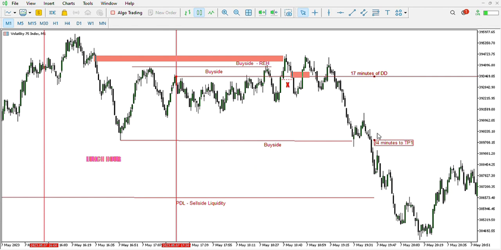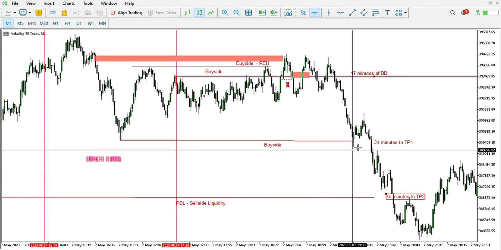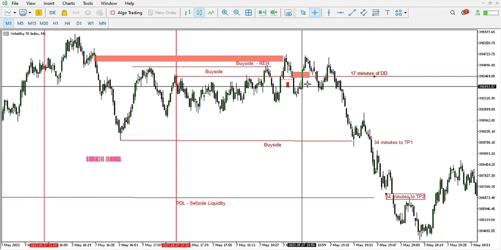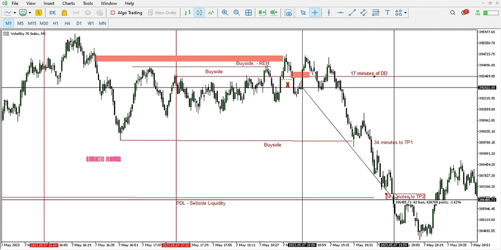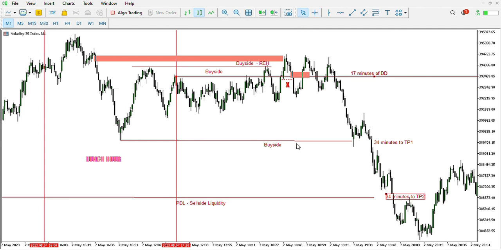This is where we'll be taking out our partials. And this is our ultimate get to price, right? So it's going to be from here all the way to there. 62 minutes, 62 candles, meaning that's 62 minutes to our best case scenario.